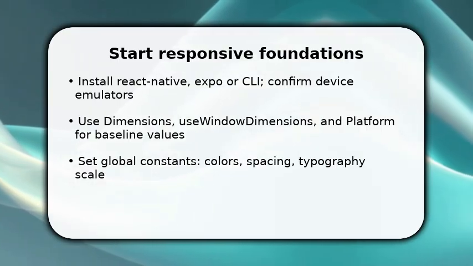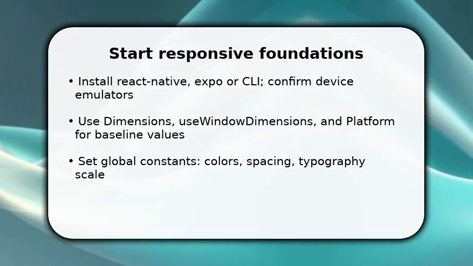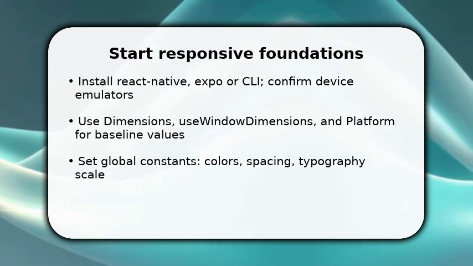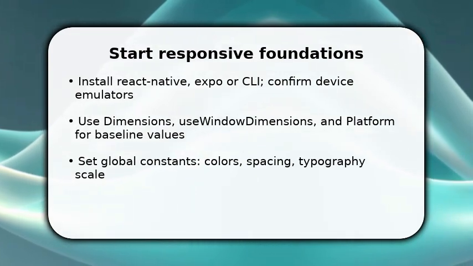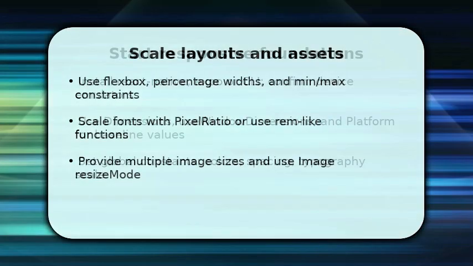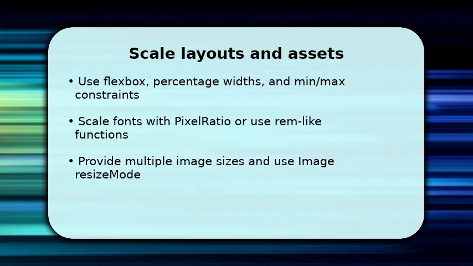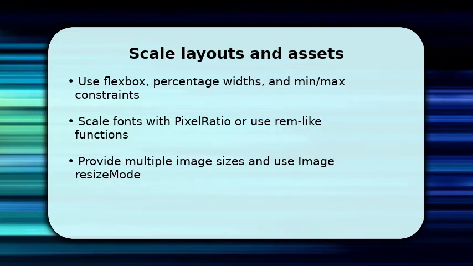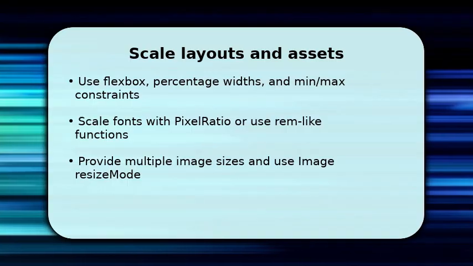Make sure to wrap screens in a top-level safe area view and test on multiple emulators immediately so you catch platform layout quirks early. Next, refactor components to rely on flexbox and percentage or fractional widths instead of fixed pixels. This keeps UI fluid across widths. Introduce utility functions, a scale, size, using pixel ratio and a vertical scale counterpart for height-sensitive elements. For typography, compute sizes from base font and accessibility font scale.